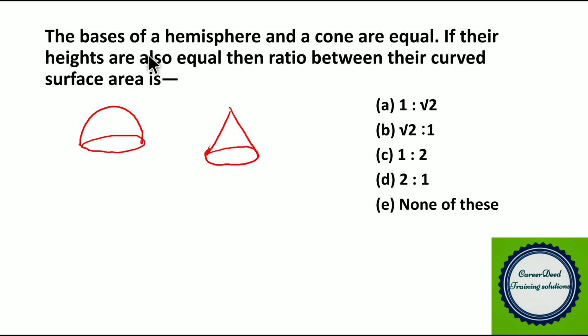Now the hint given for us is the bases of a hemisphere and cone are equal. See, the base of the hemisphere and the cone are equal. So the radius of both hemisphere and cone will be same. If their heights are also equal, so when you take the cone, you can call the height as h. But when you take the hemisphere, you can call the height as radius only, because when you connect from the center point to any point on the perimeter of the sphere, you can call it only as the radius, right? So height and radius of the cone will also be same.